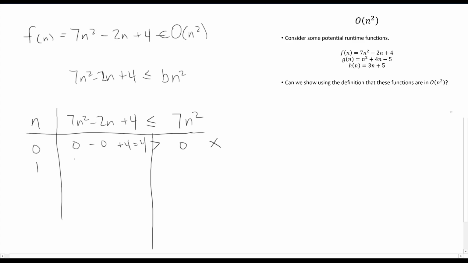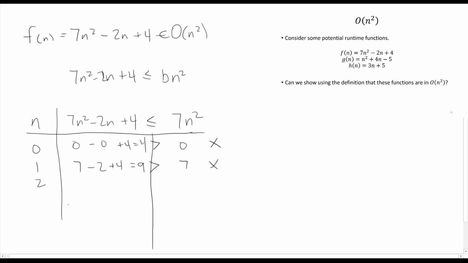Let's plug in our 1 now. What do we get here? We get 7 minus 2 plus 4, which equals 9. And this one will get 7. Okay, I don't give up that easily. I'm going to try one more. Now if this one fails, I give up, because I don't want to keep trying them all day. Maybe my guess is wrong.